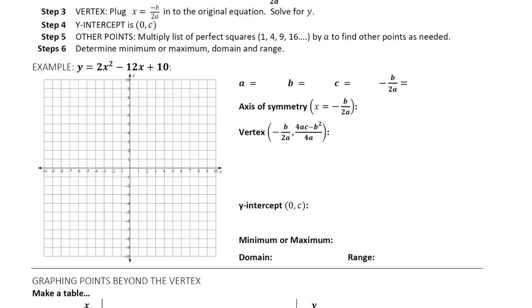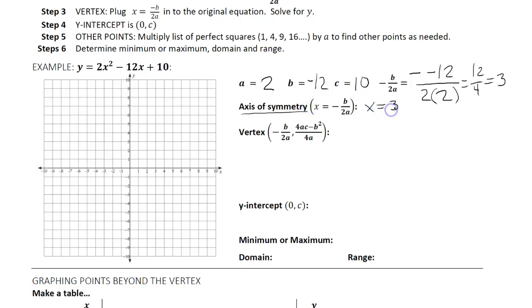In this example, A is 2. It is the coefficient of x squared. B is the coefficient of x, negative 12, and C is the constant. Filling in this formula, we get negative 12 over 2 times 2. Negative negative is positive, so we get 12 over 4. The axis of symmetry then is x equals 3. Draw a dotted line at x equals 3.